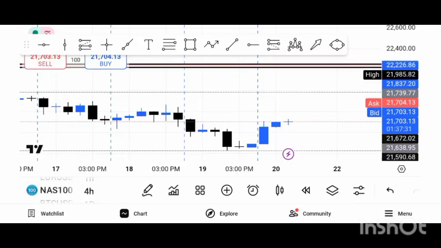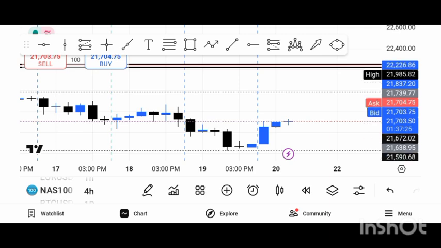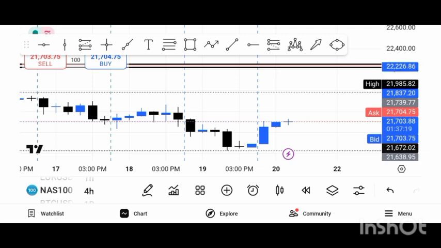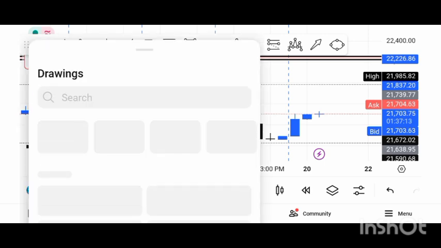So today we'll be sharing our analysis on NASDAQ 100. Our time frame for entering this trade is going to be 4 hours, and we'll be waiting for the London and New York sessions to overlap before making this trade, which will be 2 p.m. Nigeria time. So this is the NASDAQ, and we're on the 4 hour time frame.